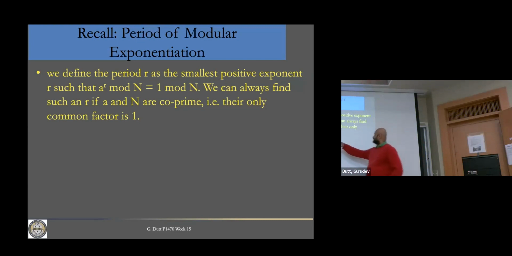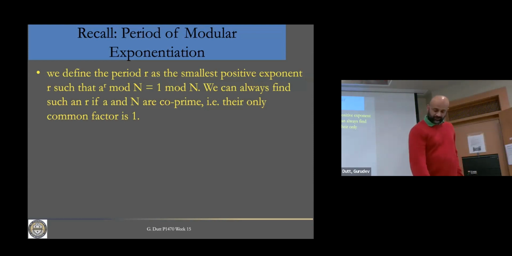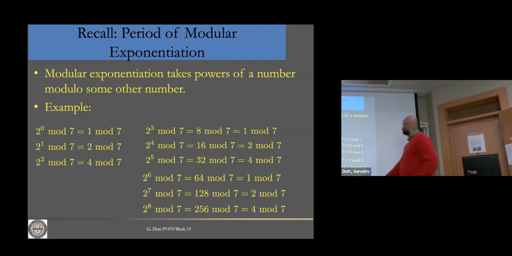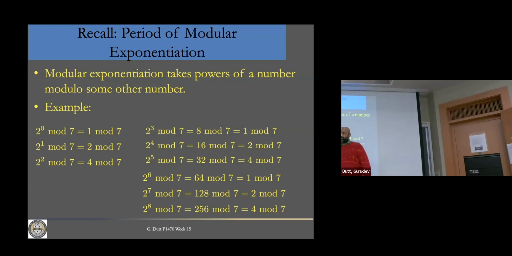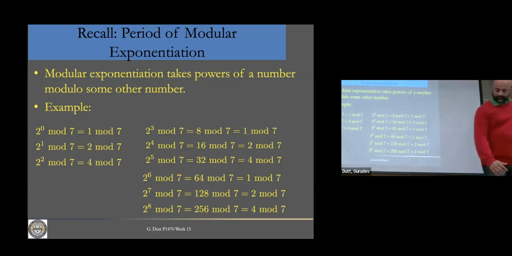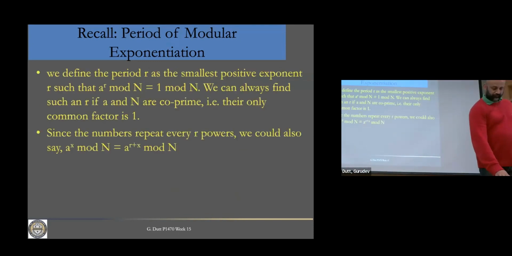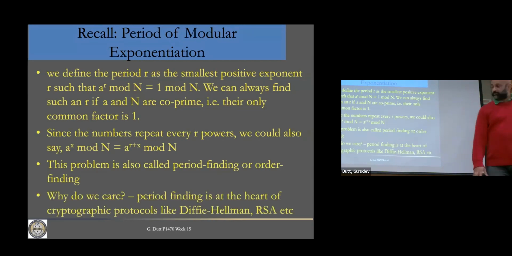Another way to define it is that it's the smallest positive number R such that a to the R modulo n equals 1 modulo n. And we can always find such an R if a and n are coprime. We also saw this here: 2 to the 3, modulo 7 is 1 mod 7, so the period R is equal to 3, which is also the same as the length of that repeating sequence 1, 2, 4. So all of those are equivalent to finding this period. This problem is also called period finding or order finding.